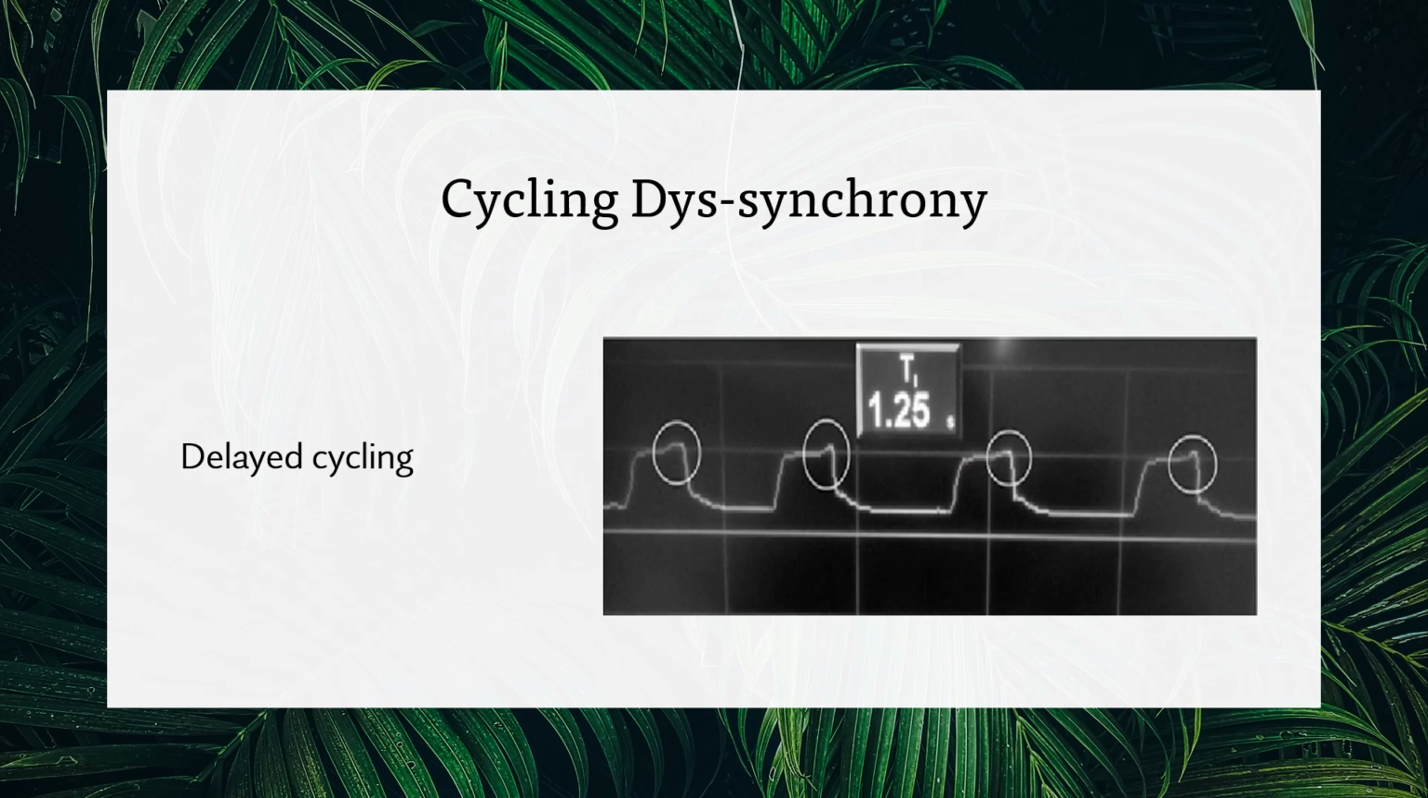Delayed cycling dys-synchrony is the result of the ventilator transitioning to the expiratory phase after the patient has already started to exhale. This is characterized by a sharp spike in the airway pressure at the end of inspiration.